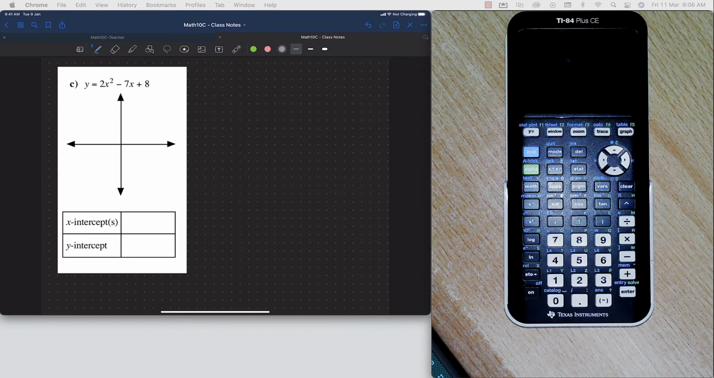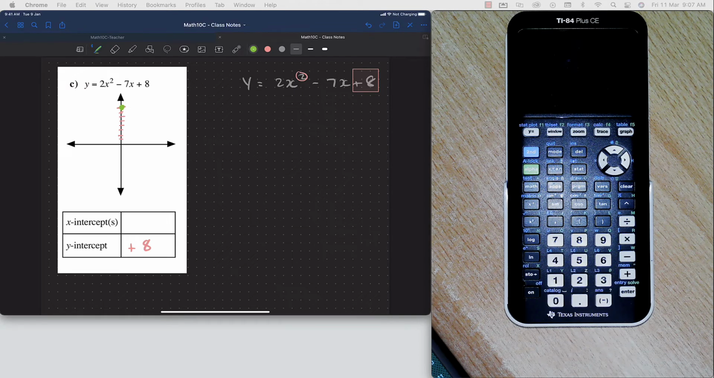All right, so this is 7c, and we're starting off with y equals 2x squared minus 7x plus 8. You can see that that x right there is raised to a power of 2, so we are going to have a parabola, and we need to now determine the y-intercept first, which is right here, so positive 8. So 1, 2, 3, 4, 5, 6, 7, 8. Okay, so that is where our y-intercept is going to be.